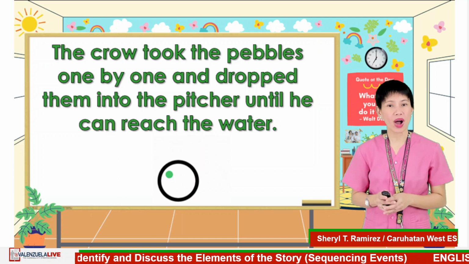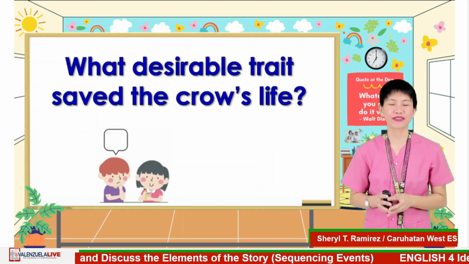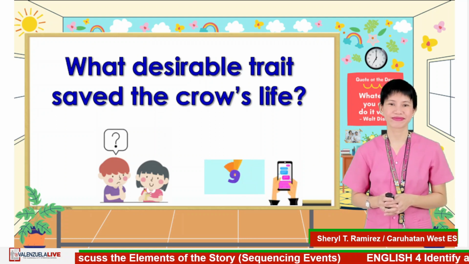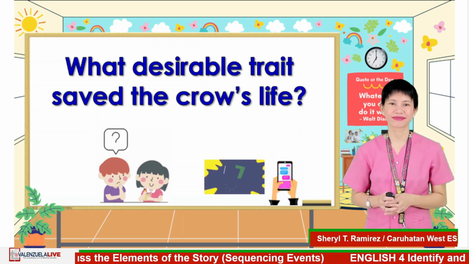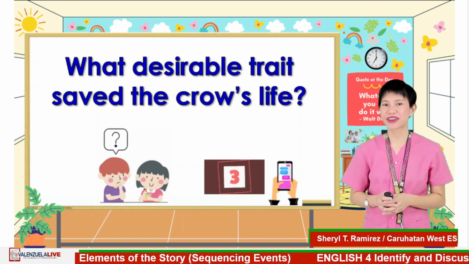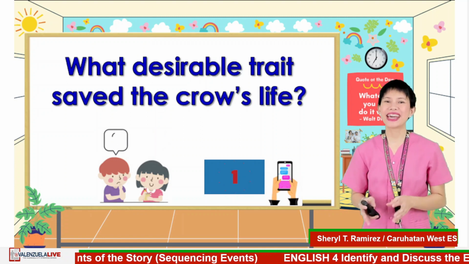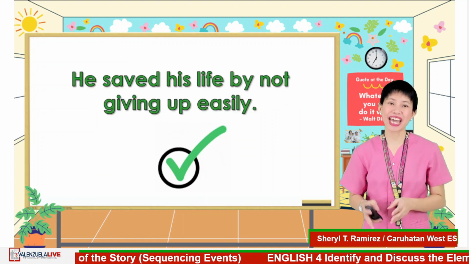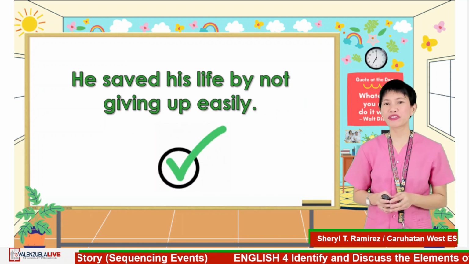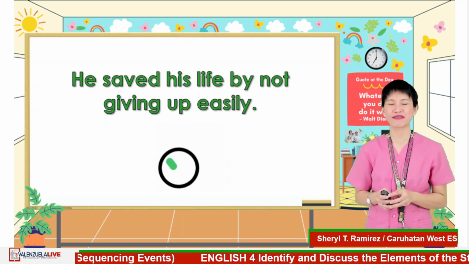Next, what desirable trait saved the crow's life? Type your answers now. Work, grade 4. Amazing! He saved his life by not giving up easily and tried to find a way to survive. That was very impressive, grade 4.